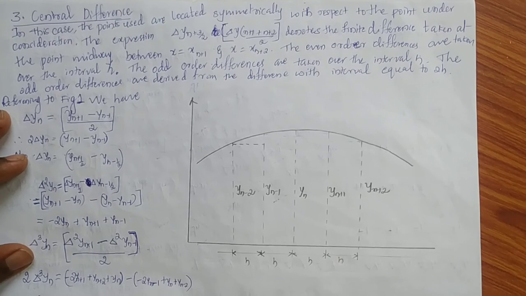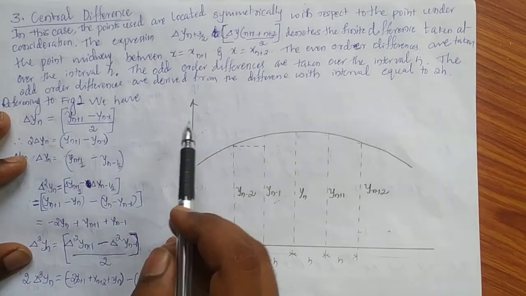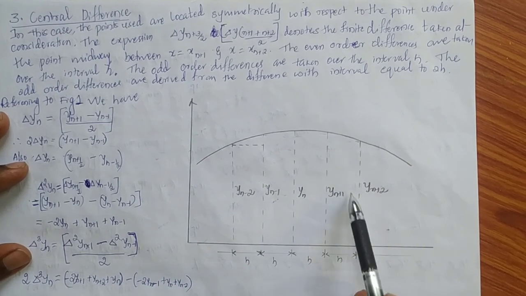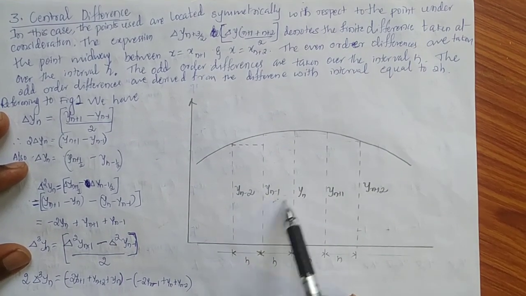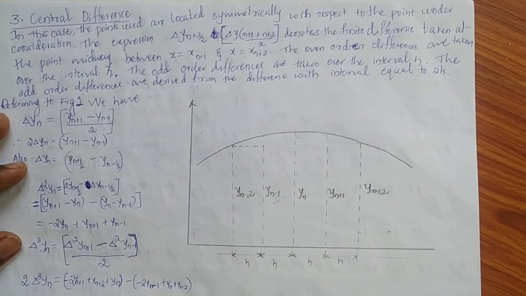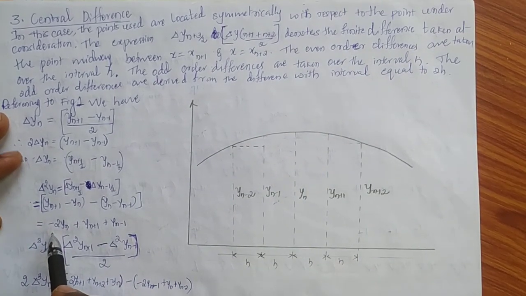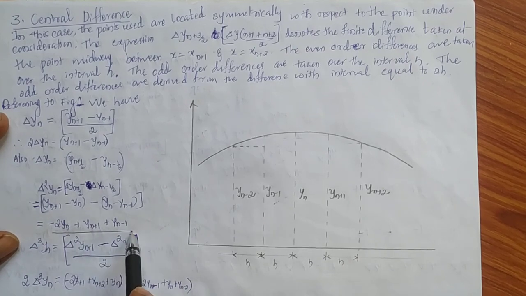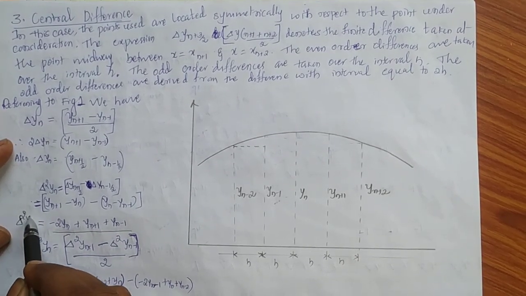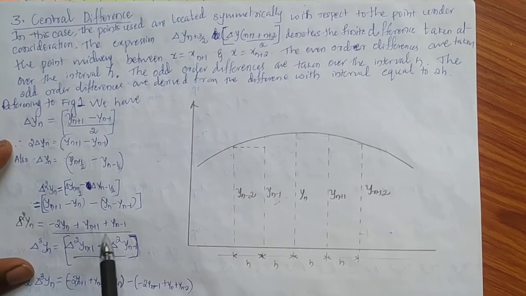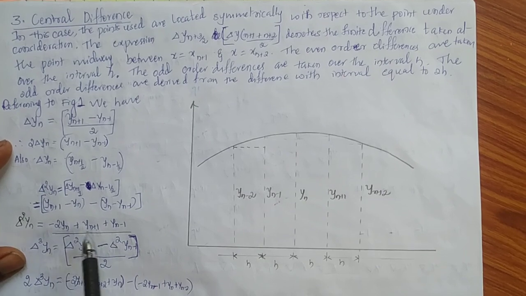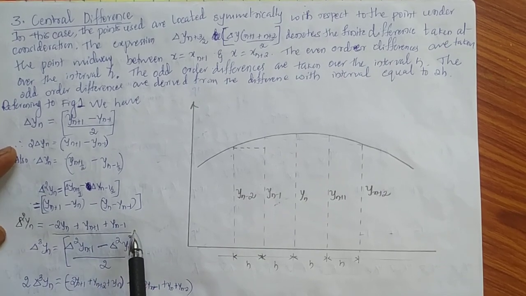So the only difference in the central difference method is you will be considering the next ordinate and the previous ordinate. Okay, that difference divided by 2 you will be doing. So finally you will be getting these equations. So this is the equation for delta square yn. Okay, remember this equation. It can also be written as yn plus 1 minus 2yn plus yn minus 1.